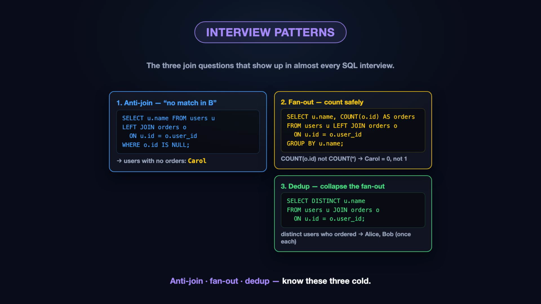Second, the fan out. Because a join multiplies rows, if you sum or count naively across a one-to-many join, you double count. When you count orders per user, use count of the order ID, not count star, that way a user with no orders correctly counts as 0 instead of 1. Third, dedup. When you only want the distinct users who have ordered, wrap it in select distinct, or use a group by, to collapse the fan out back down. Anti-join, fan out, dedup, know those 3 and you can handle most join questions thrown at you.